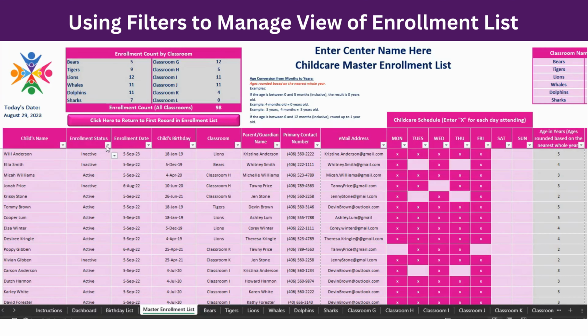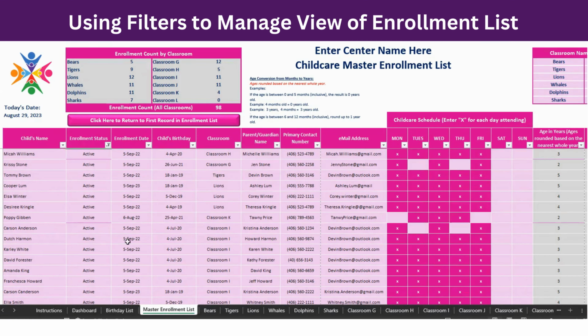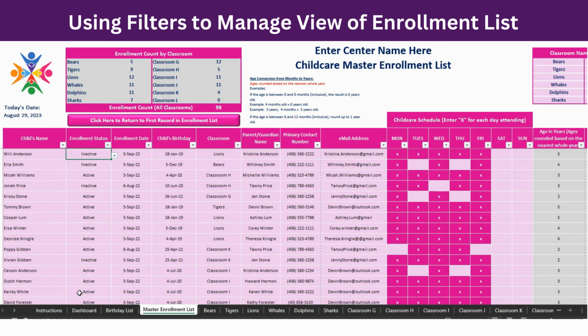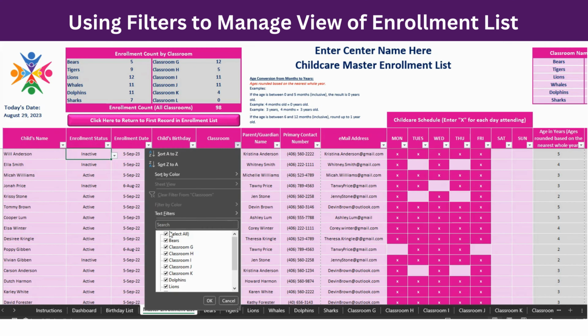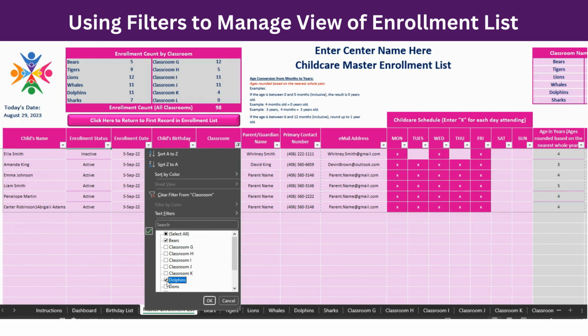You can use filters to manage the view of your master enrollment list. For example, in the header bar for Enrollment Status column, click on the filter button and a list of available options to select will appear. To view only active records, deselect Inactive, leaving only active and blanks checked. Select OK and the result will show only active records and blank lines. To remove the filter, just make sure the Select All option is checked. This use of filters can be utilized on any column on this worksheet.